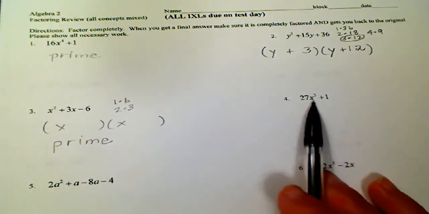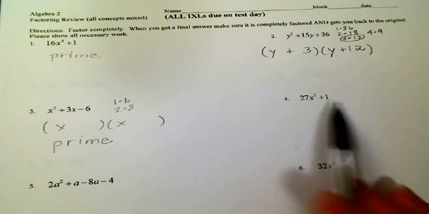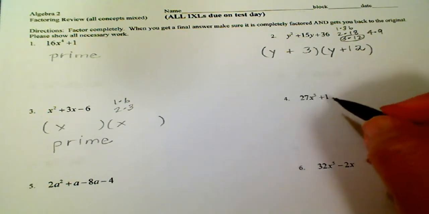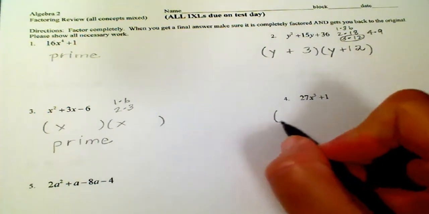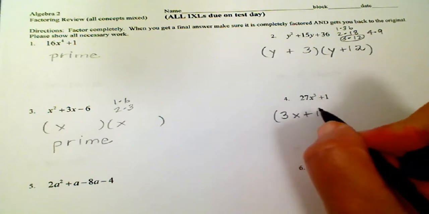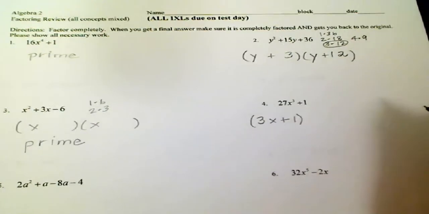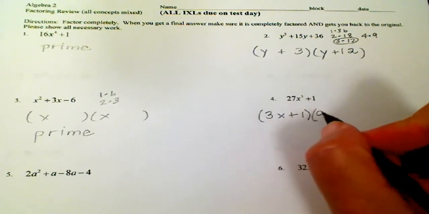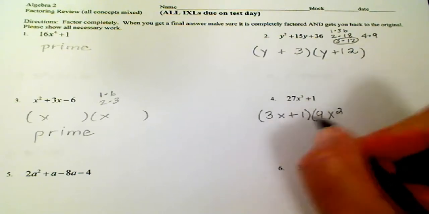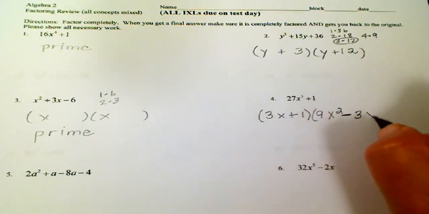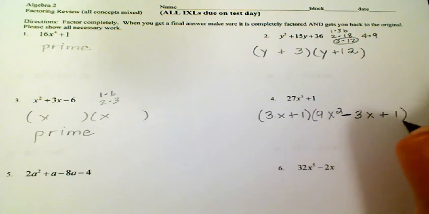Okay, the next one, I have two terms. There's no GCF. And I see perfect cubes. So we're going to do the cube root shuffle. You take the cube root and you put it down. Square the first. Square them both. Change the sign, multiply together, and square behind.